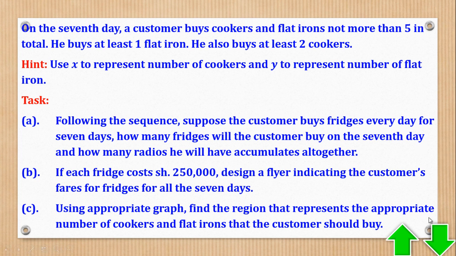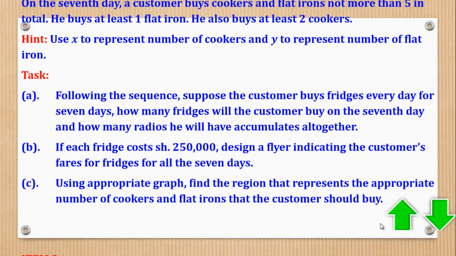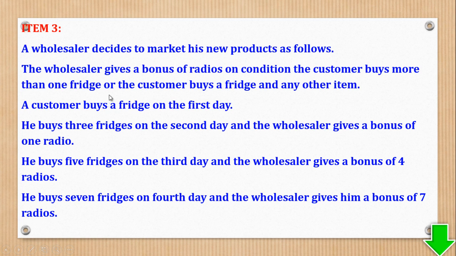So we shall need this now under numbers and patterns. Let's first go back and see the pattern. When it comes to fridges, he buys 1 fridge on the first day, then 3 fridges, then 5 fridges, then 7 fridges. So these are odd numbers. Then on the bonuses, here, no bonus. Here there is a bonus of one radio. Here there is a bonus of 4 radios. Here there is a bonus of 7 radios.